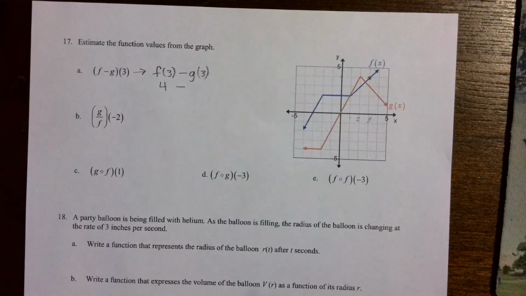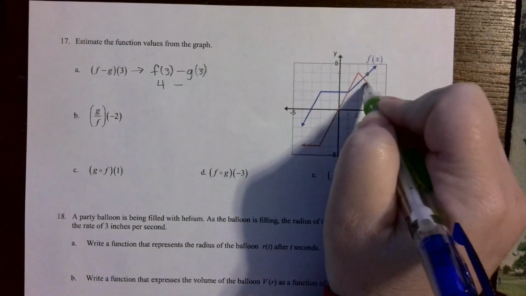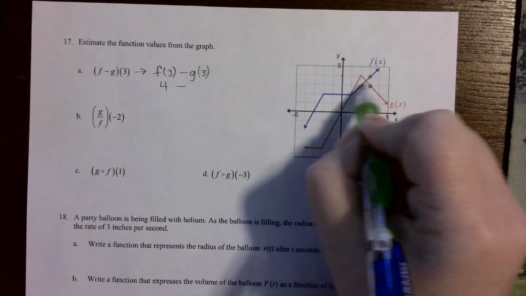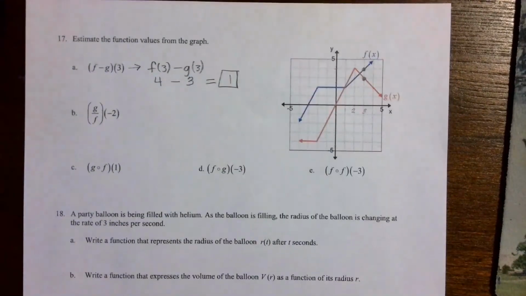Then you want to evaluate the g equation at 3. So the g equation at 3, you see that your y value is 3. Well, 4 minus 3 is 1. So you're done. So all it is is looking at your picture and determining what the y value is at the given x. So let's look at part B.